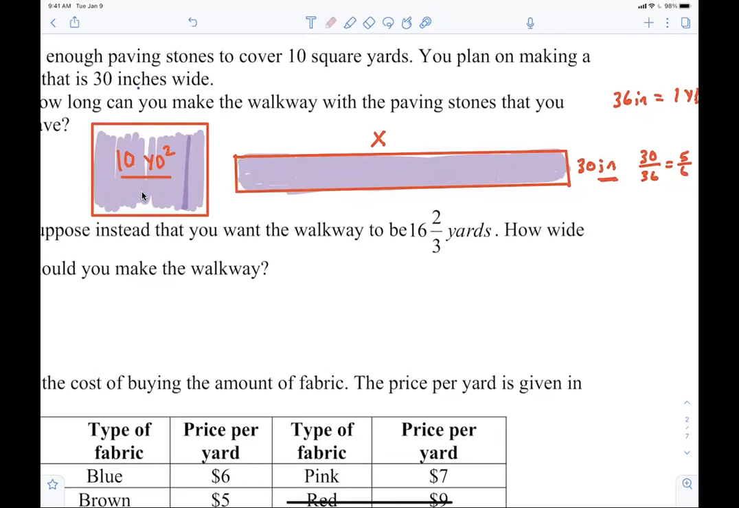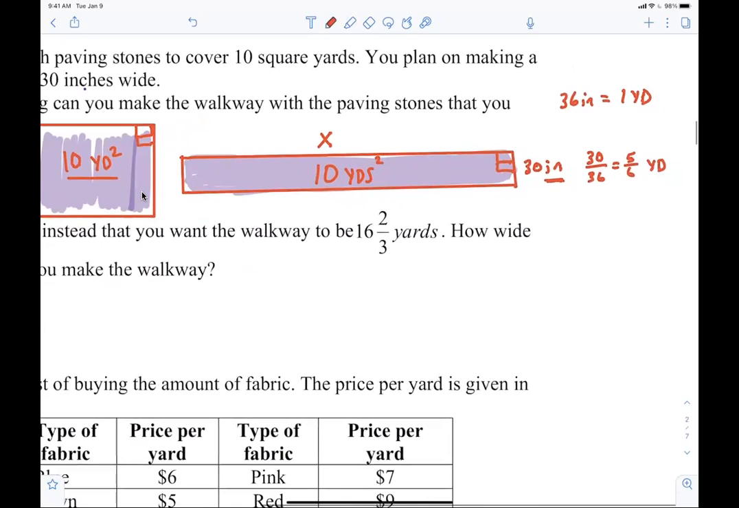Why? Because all the bricks that are here, I'm going to pick up and I'm going to move over here, right? So the purple area is the same. Do you agree? So how much is the purple area going to be? 10. All right. And that's going to be 10 square yards.